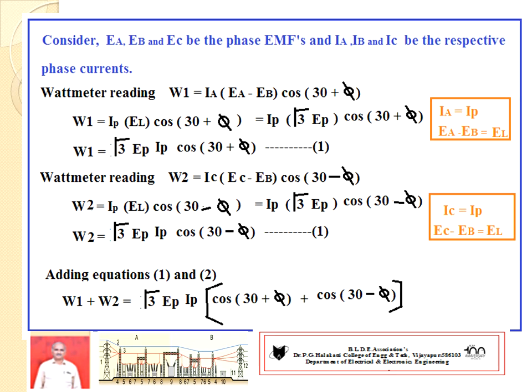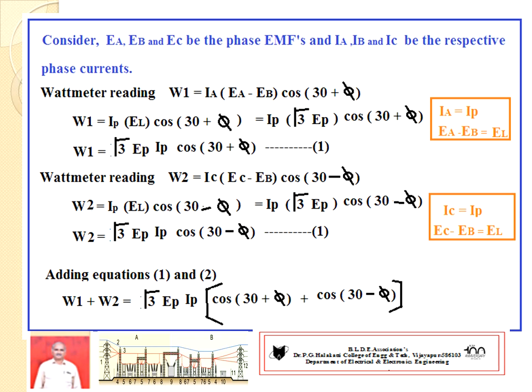So you have to convert, so both are in phase values or both are in line values. You refer to any one. Now I am taking phase considerations. IA is the phase current, EL is the line voltage. So this line voltage may be converted into phase voltage. EL equal to root 3 EP. So you replace EL by root 3 EP, IP cos 30 plus phi. We are going to get equation 1.